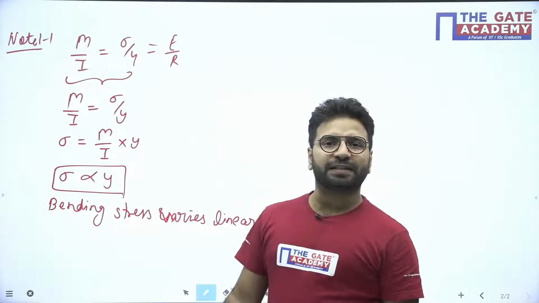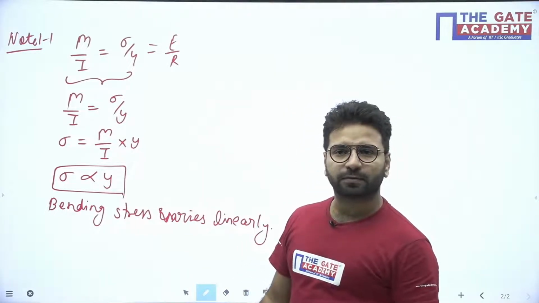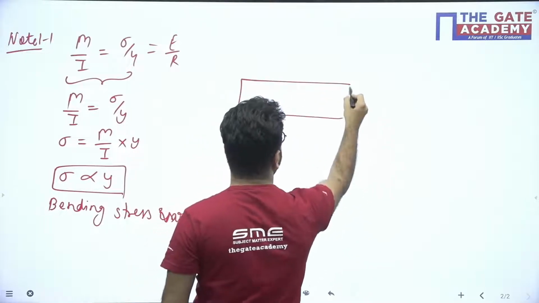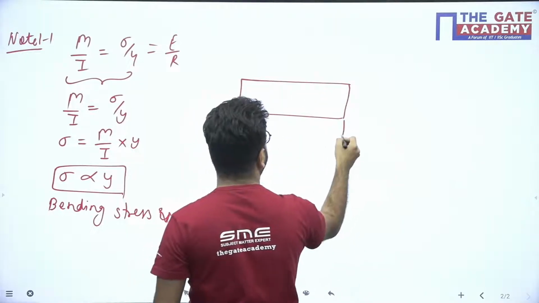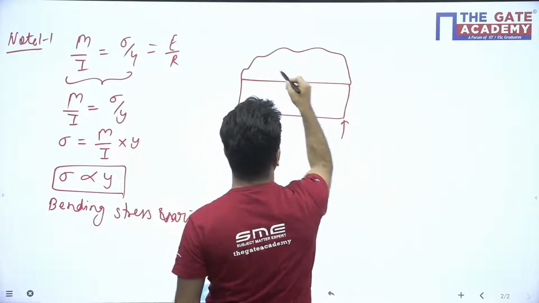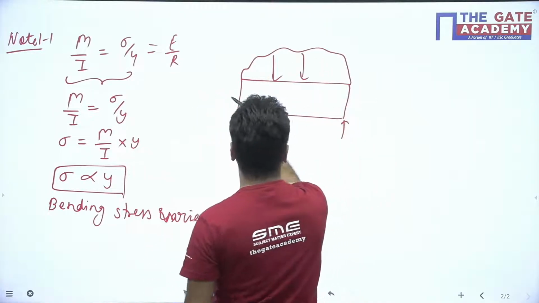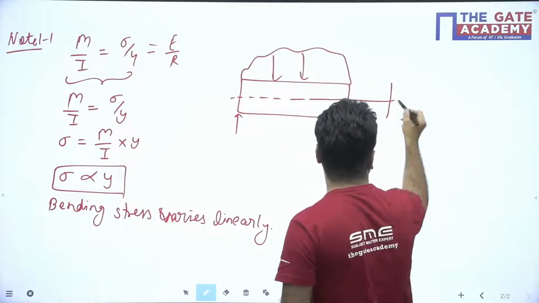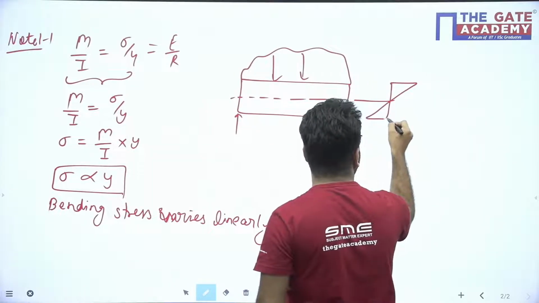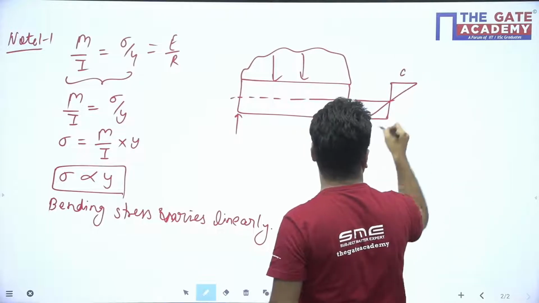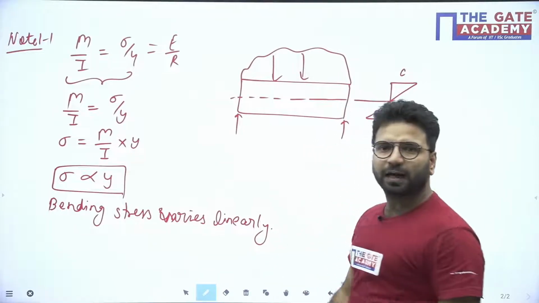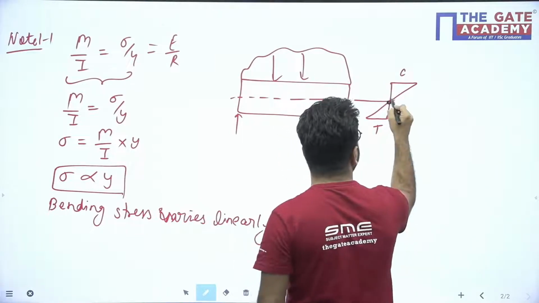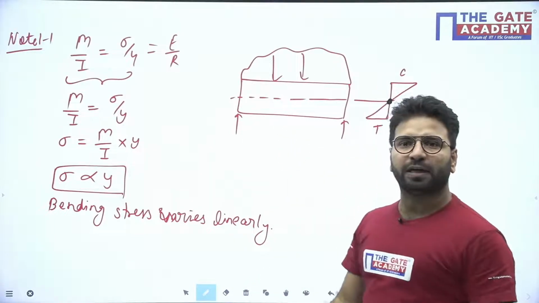What will the bending stress be at the neutral axis? If any beam is subjected to any loading, and you draw the bending stress distribution along the depth, how will it come? It will come like that. The top portion will go under compression, the bottom will go under tension, and here it will be 0, and here it will be 0. So bending stress at the neutral axis is always 0.